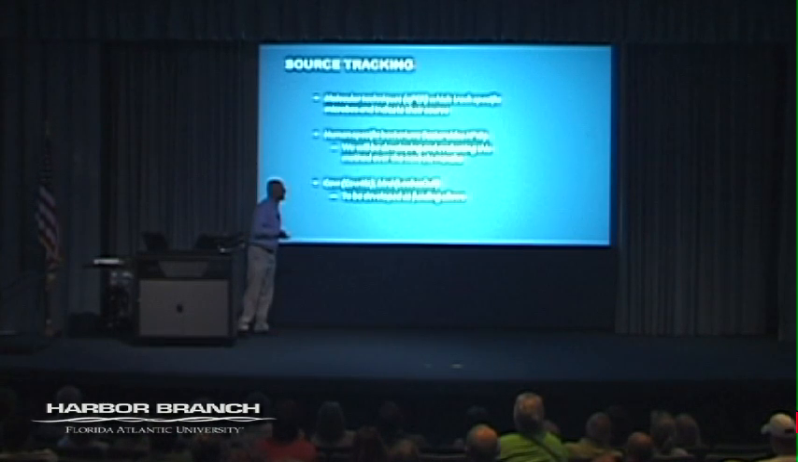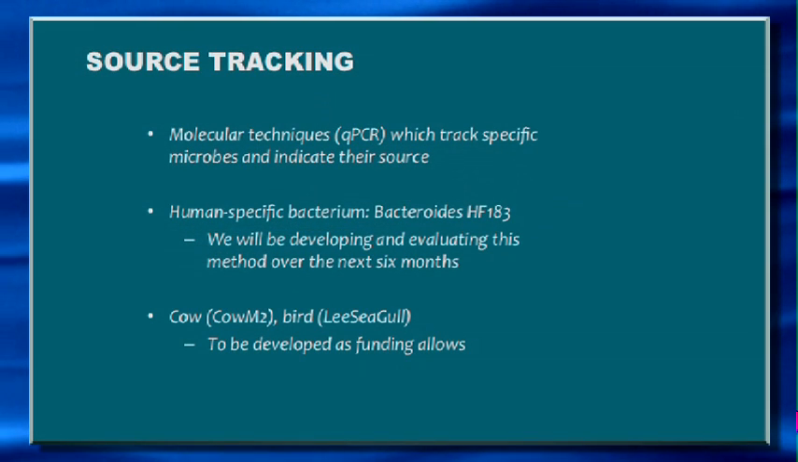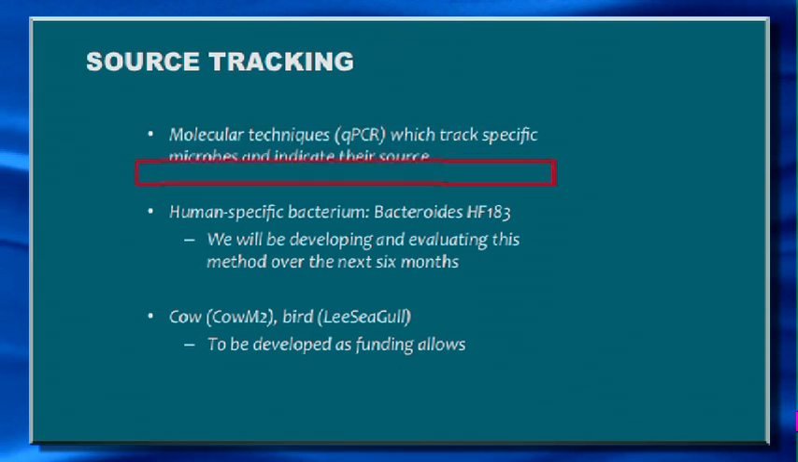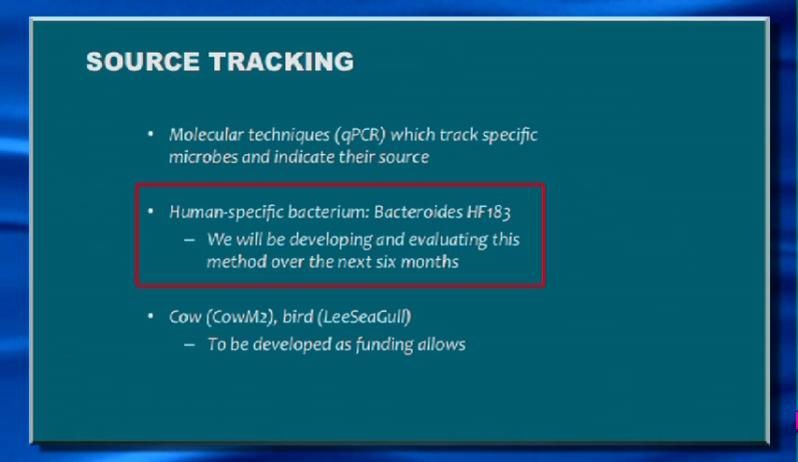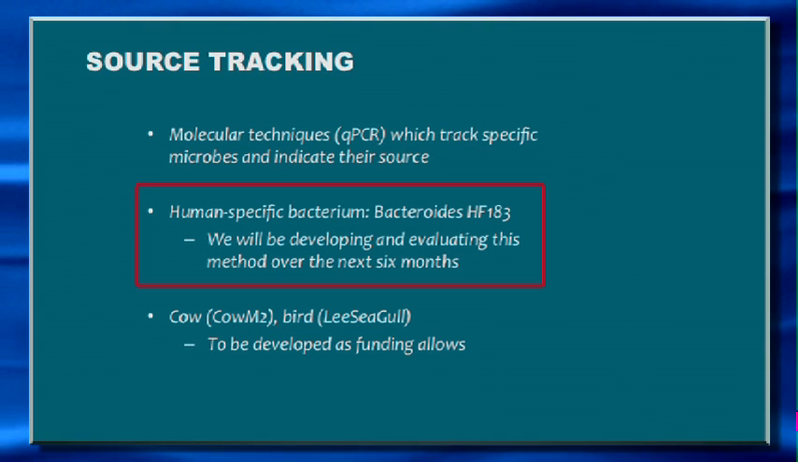So we need to be able to work out where the material is coming from. And this is a process called source tracking. These are molecular techniques which allow us to track specific microbes and indicate their source. And the current recommended method for human bacteria, human waste, is to use a molecular technique which determines the amount of Bacteroides HF183 in a water sample. And so this is what we're going to be setting up over the next 6 months to try to start to dissect out some of this data.